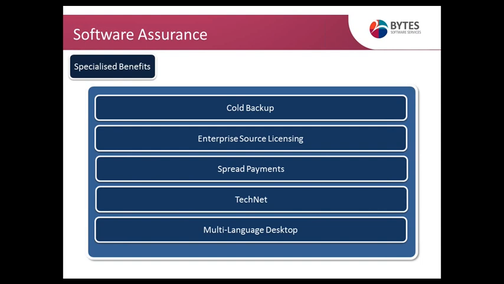The spread payments are part and parcel of enterprise agreements, and I've already mentioned that if you've got software, you buy Select licenses with Software Assurance, then you can lower your upfront costs by spreading the payments through your Select agreement as well. Software Assurance also gives you TechNet and multi-language facilities as well.